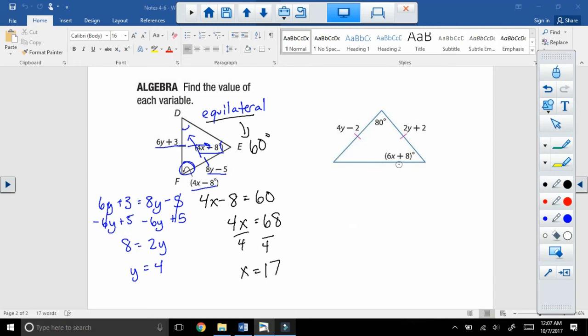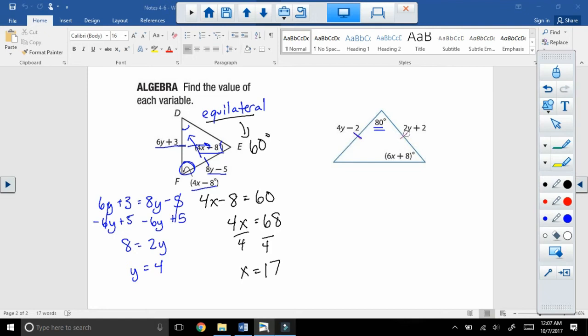Looking at this one here, again, it doesn't look like it's equilateral, but just because it doesn't look like it doesn't necessarily mean that it's not. However, I know that it's not because this is 80 degrees. So because this is 80 degrees, and if it were equilateral, they'd all have to be 60, I know that it's not equilateral. I know it's just isosceles.